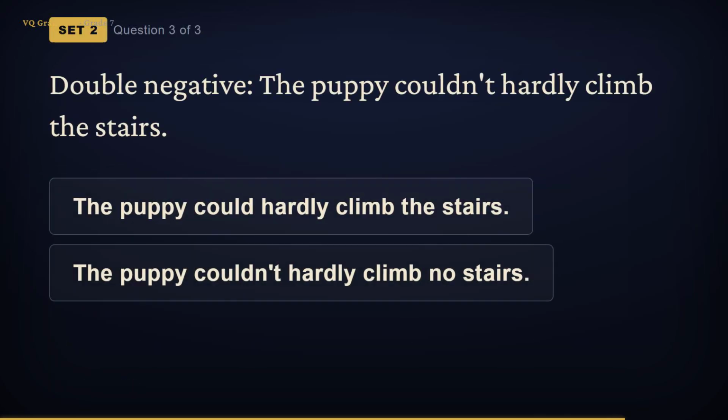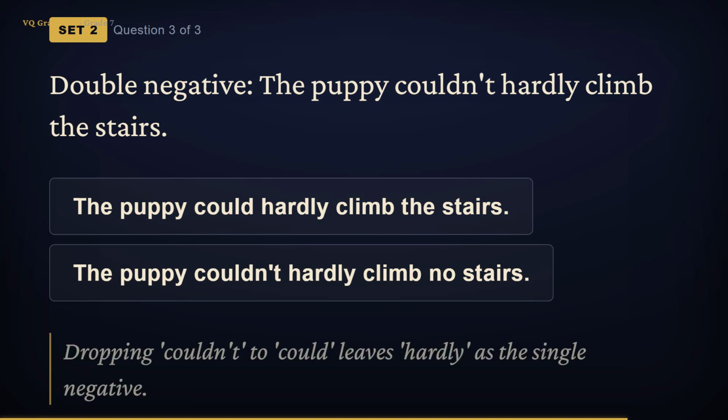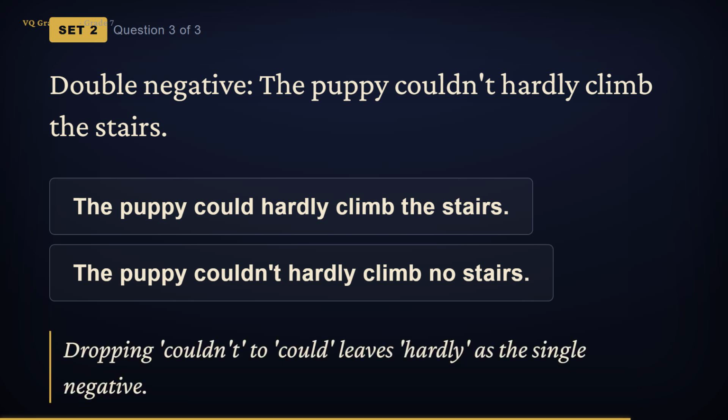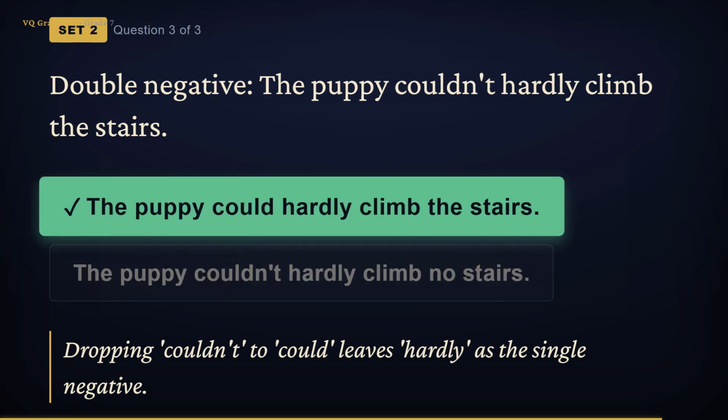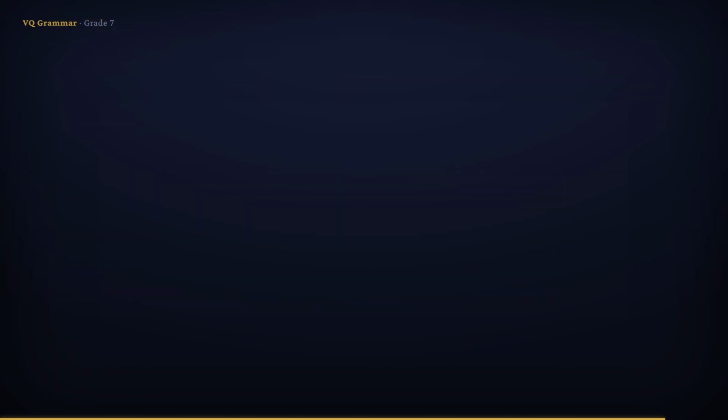The puppy couldn't hardly climb the stairs. Here's our sneaky pair again. Couldn't is a negative, and hardly is a negative. The first choice drops the extra one, changing couldn't to could. The puppy could hardly climb the stairs. Now hardly stands alone. The second choice keeps couldn't and even adds no stairs, which is a mess. So the answer is the first choice.